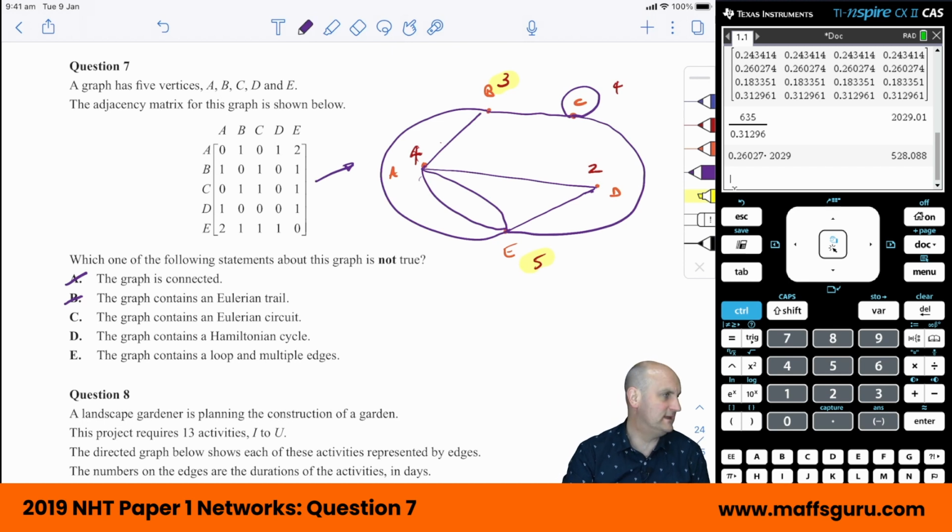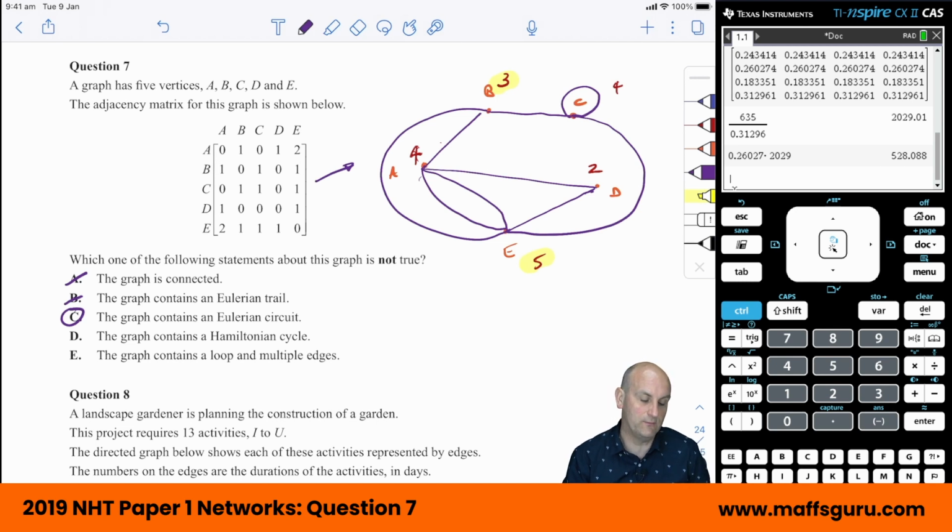Eulerian circuit, again, let's have a look at my notes. An Eulerian circuit is connected and has vertices that all have an even degree. Well, the vertices there don't all have an even degree, so that isn't true. I'm just going to leave that there for question part C.